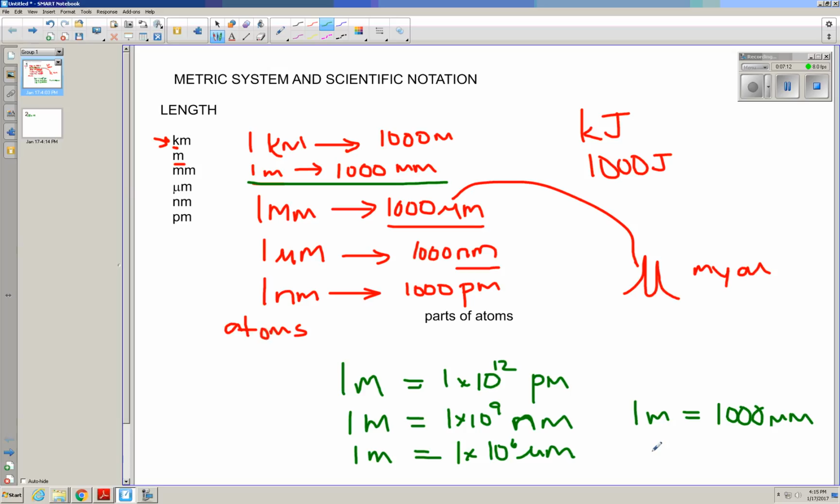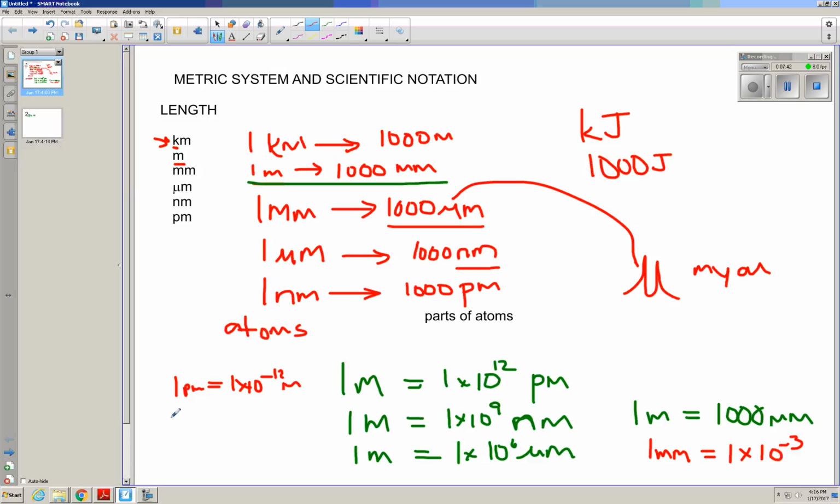And another way you could write this is basically the reverse. 1 millimeter is equivalent to 1,000th of a meter. What's 1,000th of a meter? 1,000th of a meter, say that 10 times fast, is 1 times 10 to the minus 3. A quadrillionth of a meter, 1 picometer, equals 1 times 10 to the minus 12 meters.